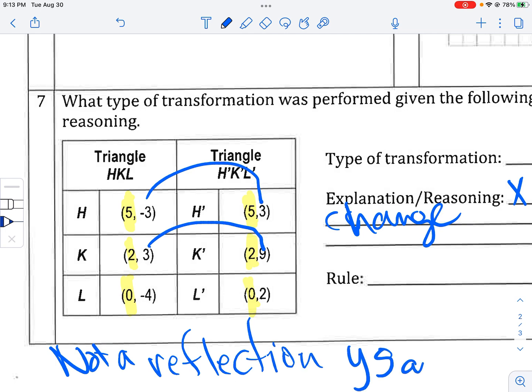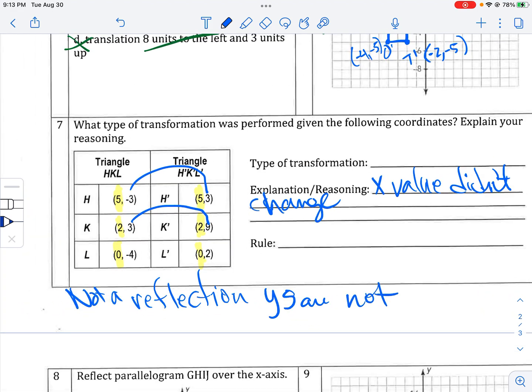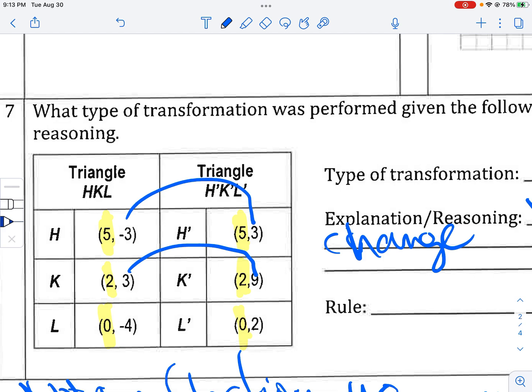Y's are not the opposite. Okay, so that means that it's probably a translation. Okay, so let's look at this.